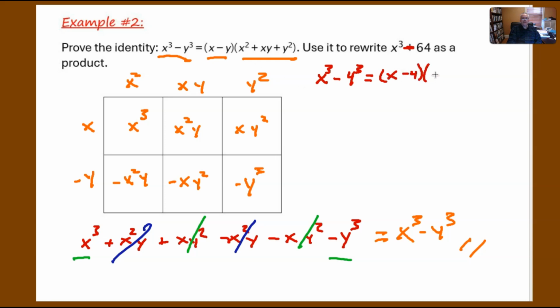times x squared, plus xy, that'd be x times 4, that'd be plus 4x, and y squared, that'd be 4 squared, plus 16. So we proved the identity, and there we used it to write x cubed minus 64 as a product of x minus 4 and that polynomial. Wow, that's pretty abstract. We can do this though. Good luck.